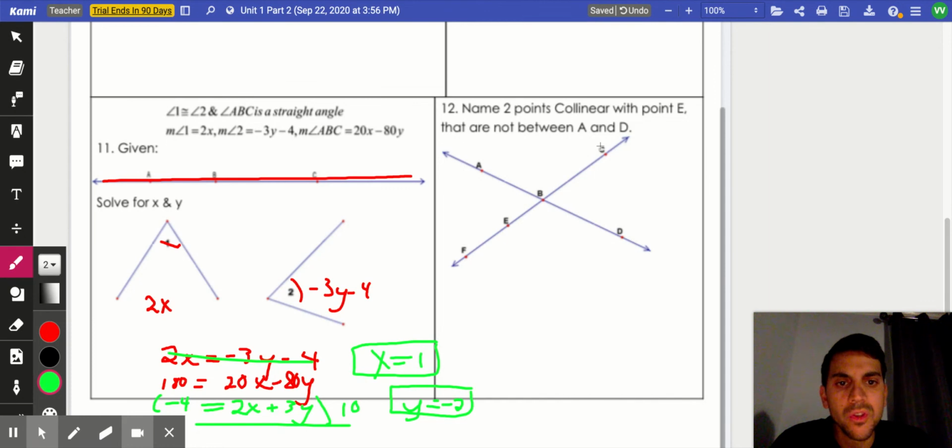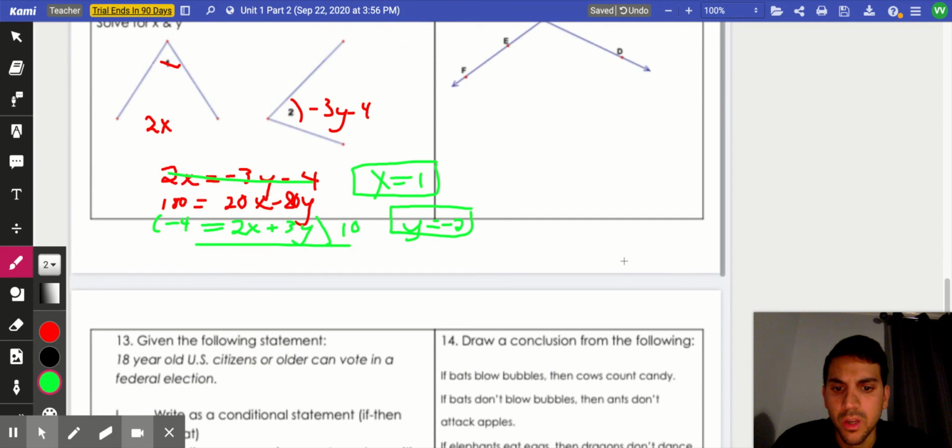Number 12, name 2 points that are collinear with point E, so that fall on the same line, but that are not between A and D. So that's going to be point F and point C, and that's the only question that is left.